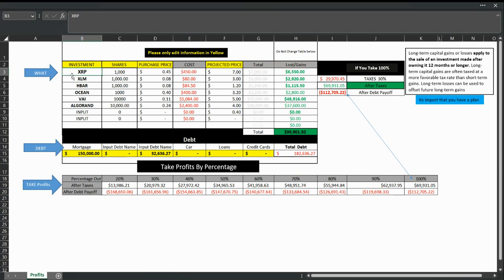So, for example, let's start up here with the XRP, 2,000 shares, 40 cents, $8. Projected price in the future, let's say it went up to $10. Profit, 19. But don't forget about taxes.